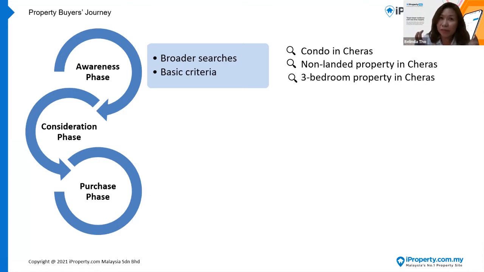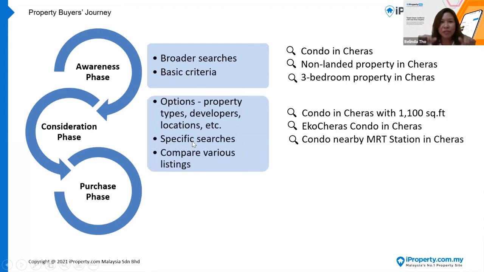When they are at the awareness phase, how do they look up information? How are they searching using keywords? The way the buyer searches at this phase, the keyword usage is very broad. They will not have specific information that they are looking for. They might search just condo in Cheras, non-landed property, 3-bedroom property in Cheras. That's all. This will be the basis for their searching at the awareness phase.